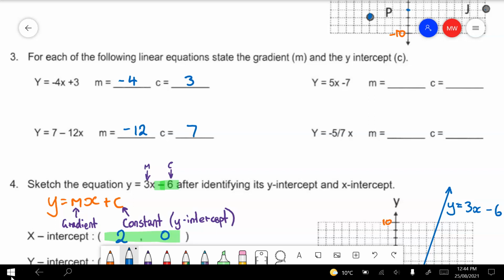The next one, we've got an m value of 5, so it's coming from here. And then we've got a c value of minus 7, which is this number here. Last one, we've got an m value of negative 5/7. It's fine to have a fraction, it's quite common. And this one looks like it doesn't have a c value, because there's no number by itself, no constant on the end. So that means that the c value is 0, okay? On a Cartesian plane, that just means that the line that you're drawing is just passing straight through 0, okay? So it does still have a y-intercept, it's just that the y-intercept is nothing.